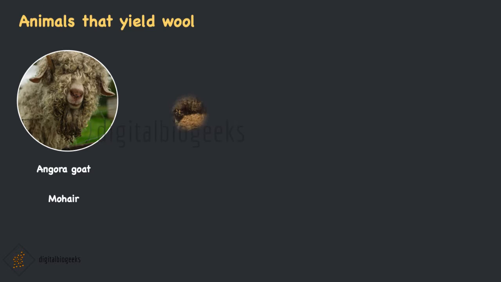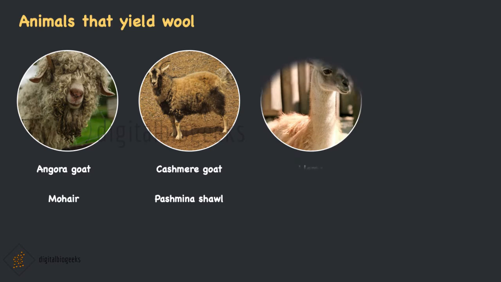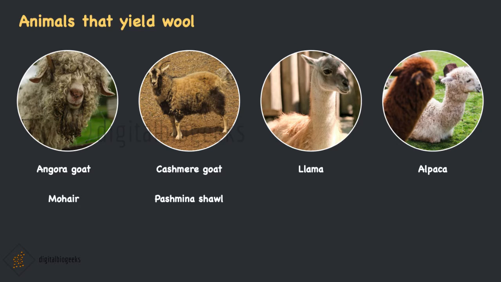The inner layer of fur of the Kashmiri goat is soft and is woven into fine shawls called pashmina shawls. Pashmina shawls we get from the Kashmiri goat. Llama and alpaca found in South America are types of camels. They yield wool as well. You can see they also have thick hair around the body.